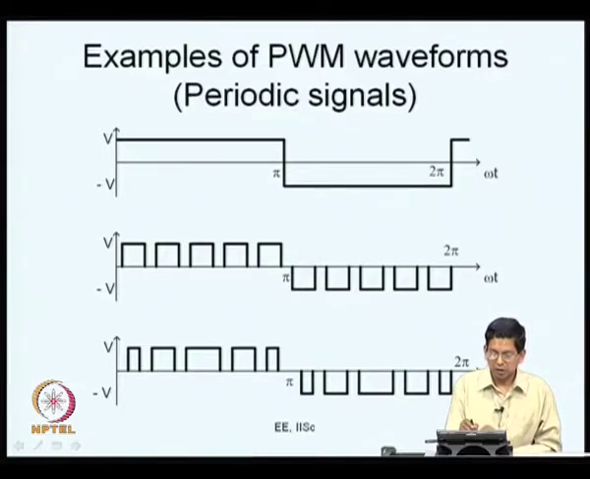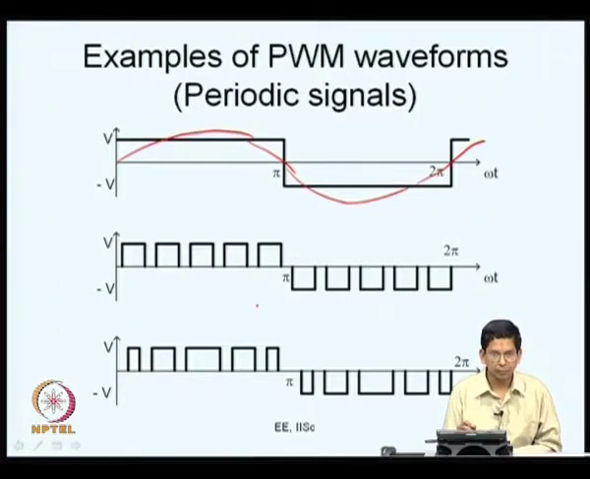Now, an example I have given is a square wave, and as I have said before, the square wave has a certain amplitude like this. If it is plus V and minus V, the fundamental amplitude is going to be 4V by pi, that is the amplitude that you are going to have here.